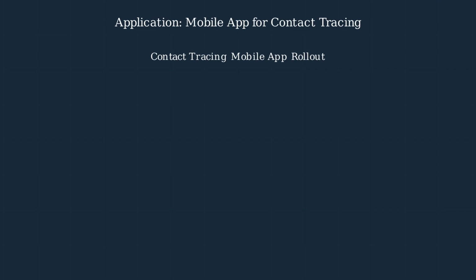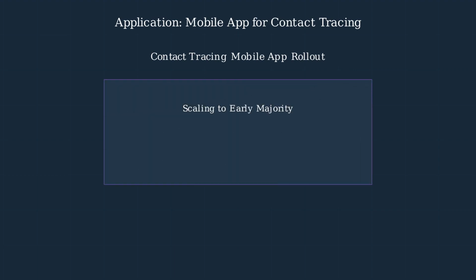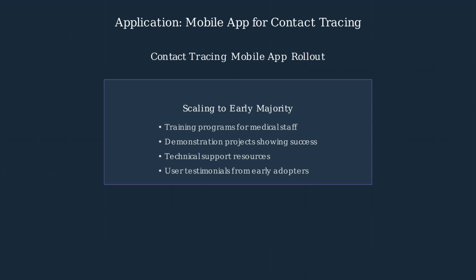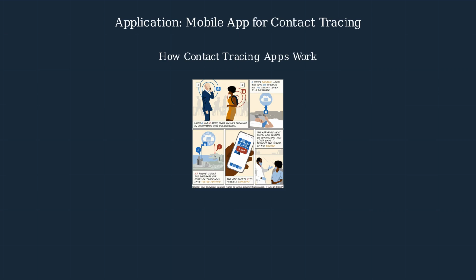To reach the early majority, a structured approach was necessary. This included training programs, demonstration projects showing success, technical support, and testimonials from early adopters. Contact tracing apps work by exchanging anonymous codes between phones via Bluetooth. When someone tests positive, others who are in proximity receive alerts.